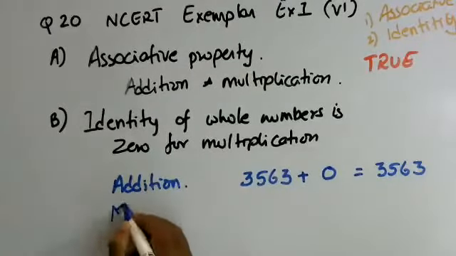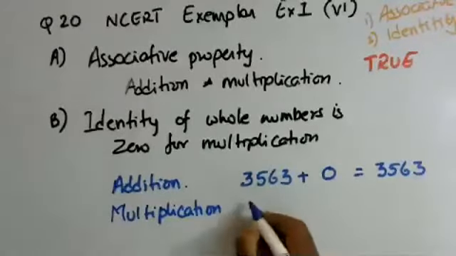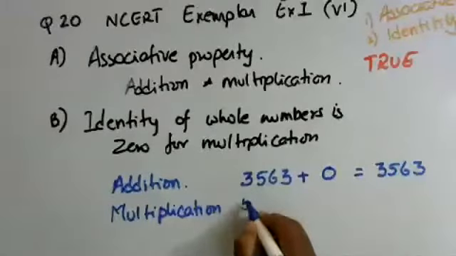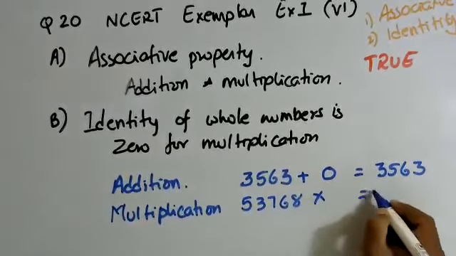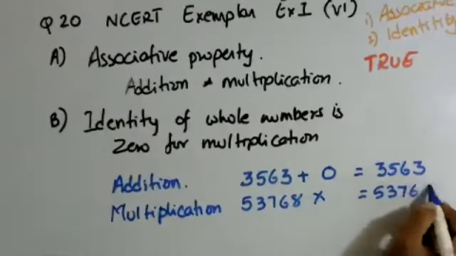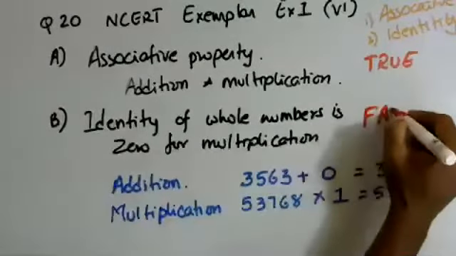So in multiplication, if you take some other number, what should you multiply it with to get the same number again? One. So therefore, what is the identity of whole numbers for multiplication? 1. So what can we say about this statement? False.